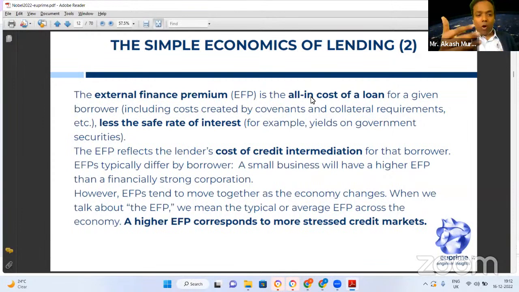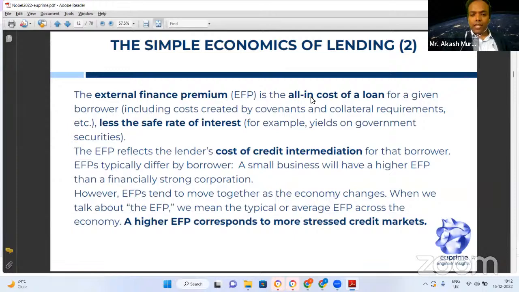Now, whenever there is stress in the market or whenever there is recession, these external finance premiums go up, or cost of capital goes up. Now we will understand why that is the case. When I say cost of capital or external finance premium, I'm talking about the average external finance premium across the economy. I'm not talking about an anecdotal case of one person lending to another and charging 15%. I'm talking about the average in the entire economy.